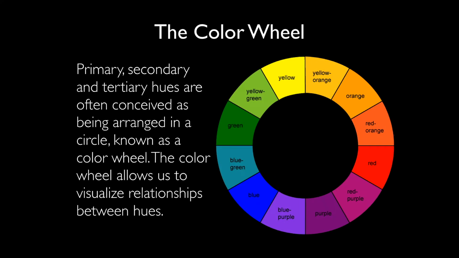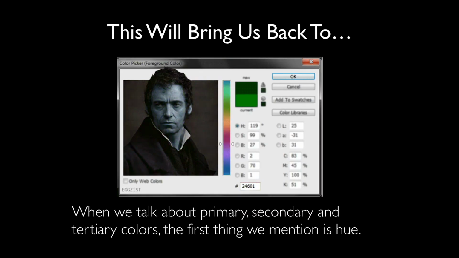Now this is all a lot, right? So artists and art theorists have come up with a way to visualize this, because we are all visual people. So what they do is they take primary, secondary, and tertiary hues and they organize them on this circle, which I'm sure you all know is called the color wheel. The color wheel is really great for allowing us to visualize relationships between different kinds of hues or different kinds of named colors. And this all brings us back to, again, hue.